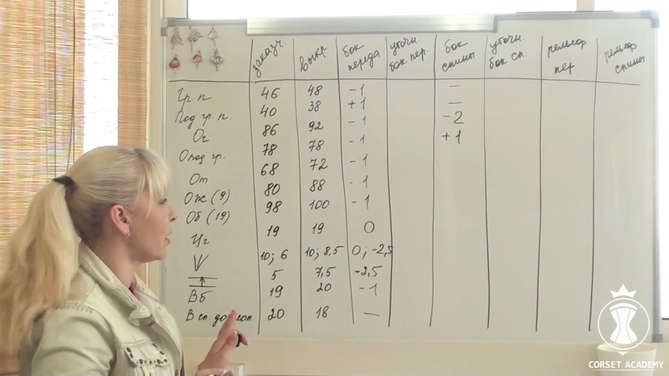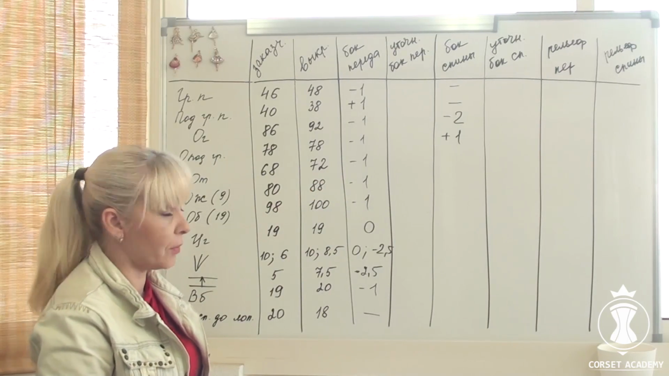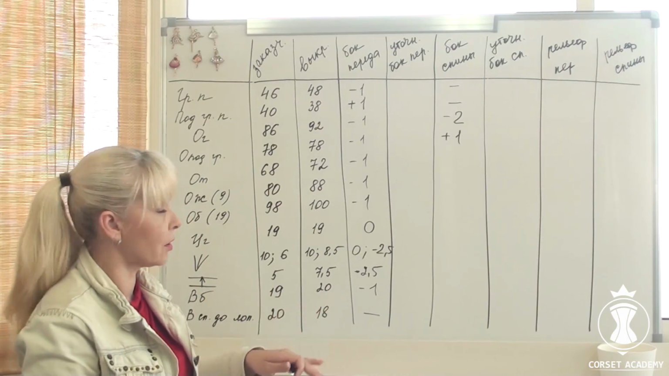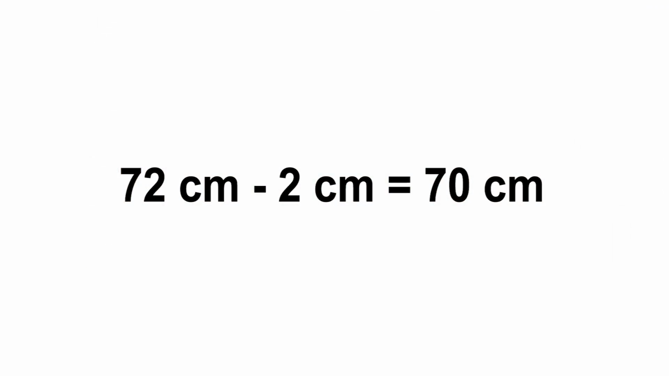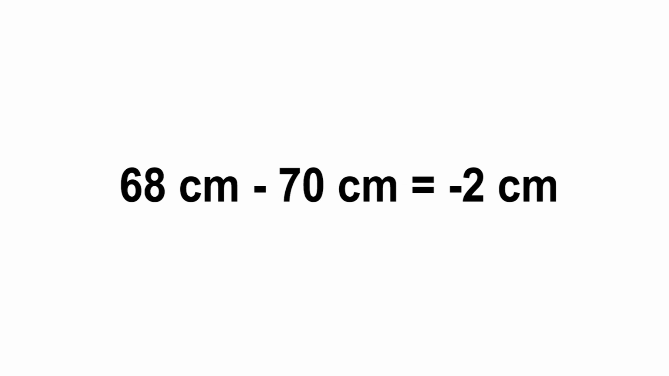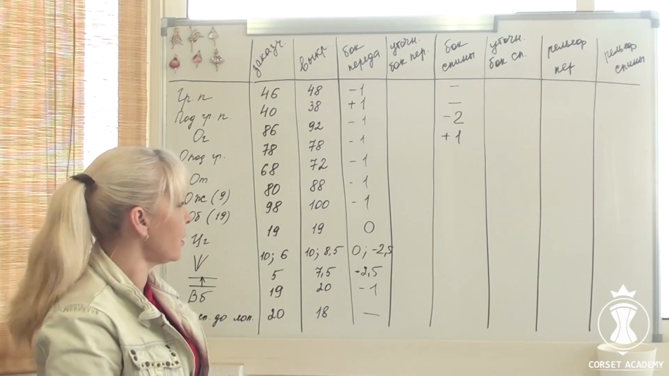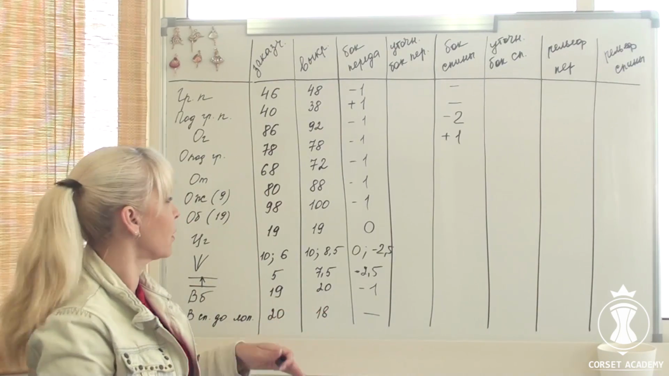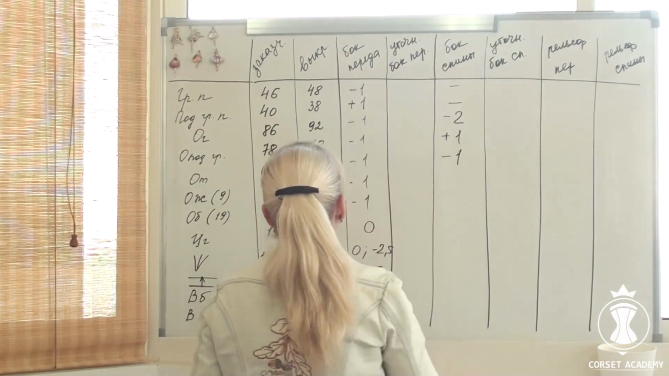Waist circumference is 68 centimeters on the client and 72 centimeters on the pattern. But I have already adjusted the pattern down by 1 centimeter from either side, i.e. a total of 2 centimeters. 72 centimeters minus 2 centimeters equals 70 centimeters. 68 centimeters minus 70 centimeters equals negative 2 centimeters. I divide it in half. As the result, I need to remove 1 centimeter from either side of the pattern. I write negative 1 centimeter in the table.